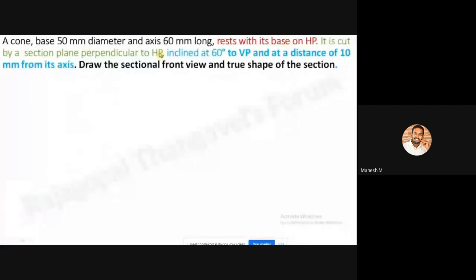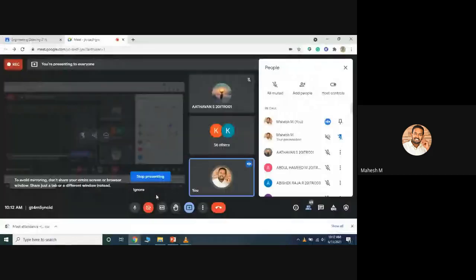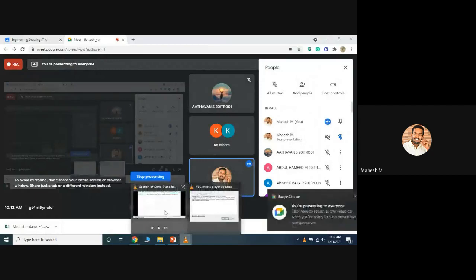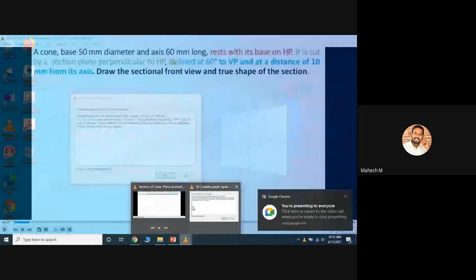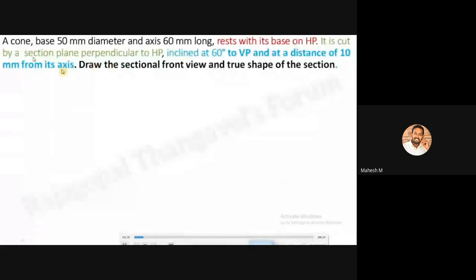Okay, so it is cut by a section plane. It is cut by a section plane perpendicular to HP. So before that, I think I have not noted the ordinance. Okay, no problem. So it is cut by a section plane. So we are having the word called section plane. Okay, perpendicular to HP and inclined at 60 degree to VP.